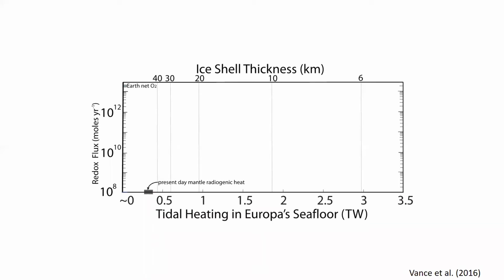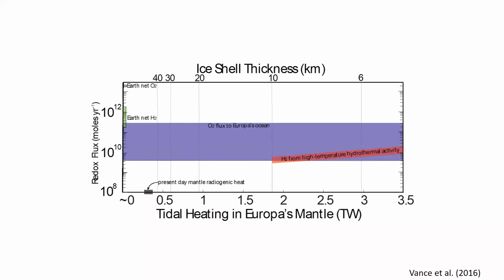So here's, as a function of tidal heating in Europa's seafloor, the estimated redox flux of both oxidants. Here's Earth's net O2, here's Earth's net H2, just for a metric. Those are based on Earth system science studies. And then here's the range of oxidant fluxes for Europa's ocean based on what literature is out there. And some of that literature has looked at the abundance of H2 from high temperature hydrothermal activity.